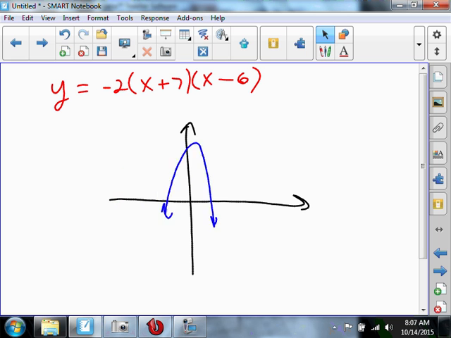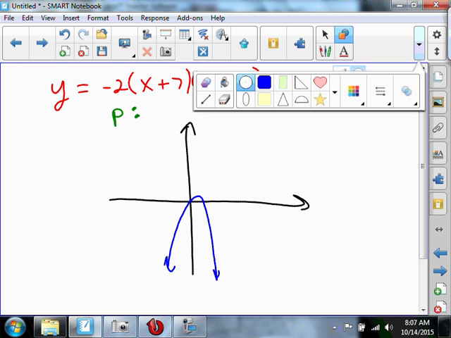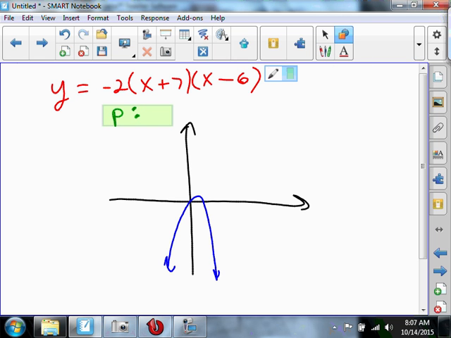Could we ballpark it? Let's think about our x-intercepts. Our x-intercepts are p and q. What would p be? Keep in mind that we get p when we look at that first binomial, that first thing in the parentheses. You would think it's 7, but it's the opposite of what you think. It's going to be -7.